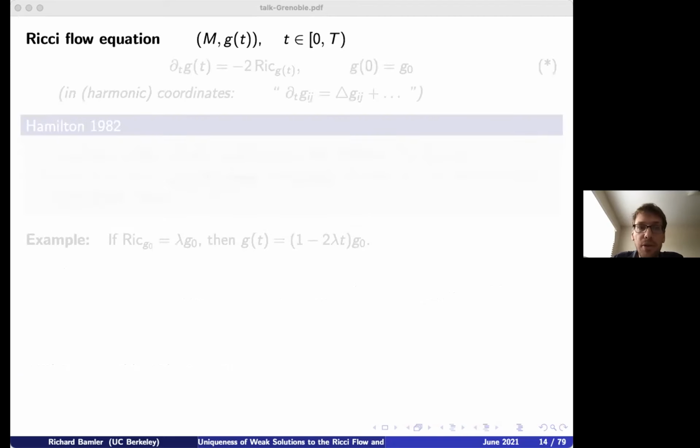A Ricci flow is a smooth family of Riemannian metrics on a fixed manifold M of any dimension. And the Ricci flow equation is that the time derivative of the metric is equal to -2 times its Ricci curvature. And then we have some initial condition very often.